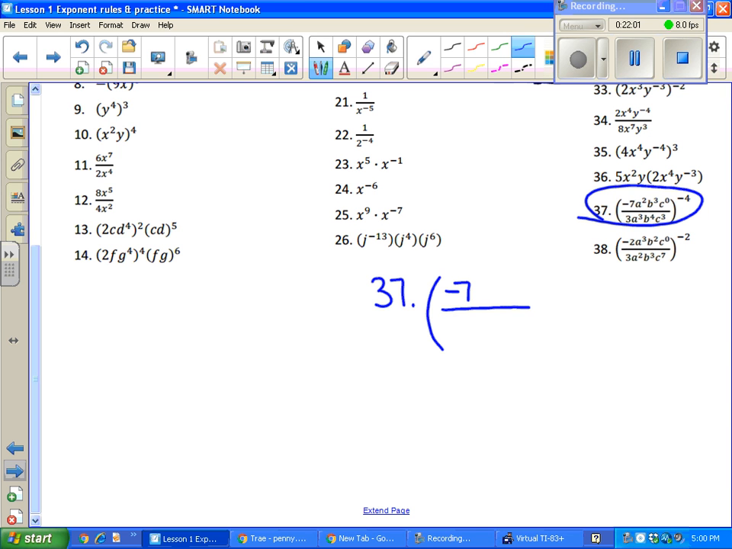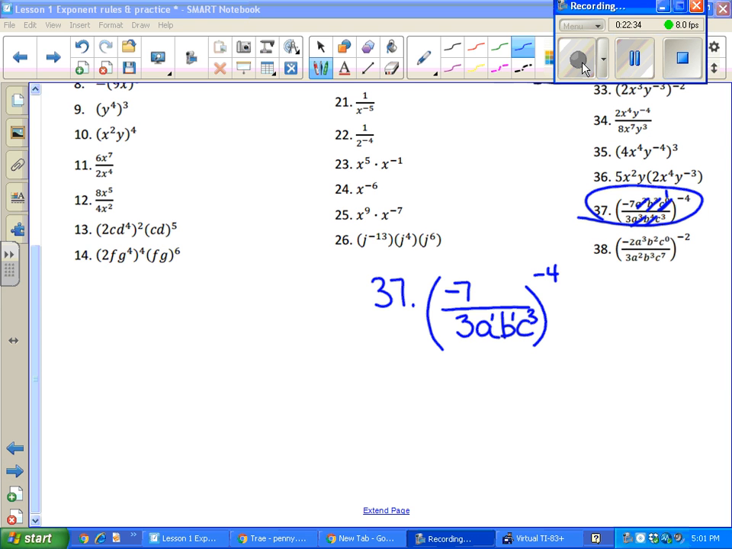Negative 7 over 3 can't be simplified, so I have to keep negative 7 and 3. A to the 2nd on top and A to the 3rd on the bottom. There is 1 extra A on the bottom, so 2 of these canceled out, and leave me with 1. More B's on the bottom, and there's 1 more. C's. No C's on top. That really cancels to a 1, so all of your C's are on the denominator, and you still have an outside exponent of negative 4.